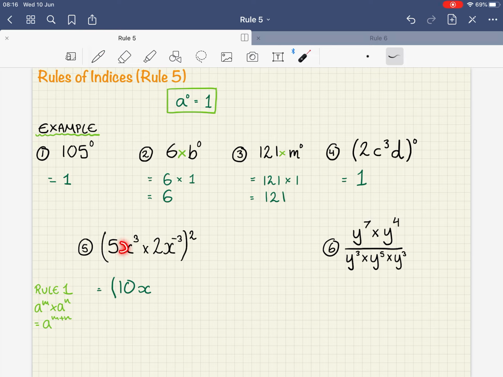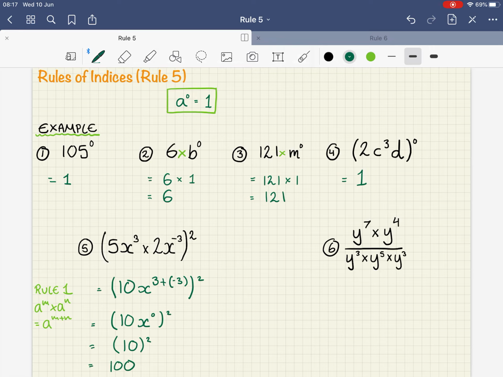And then because of the times, I've got x to the power 3 times x to the power minus 3. So what I've got there is x to the power of 3 plus negative 3. So that is just going to be x to the power 0. Well, as we can see up with question 2 and 3, that x to the power 0 is just going to be 1. So all I'm going to be left with is 10. And then 10 squared is 100. So at this point here, that was my rule 5.